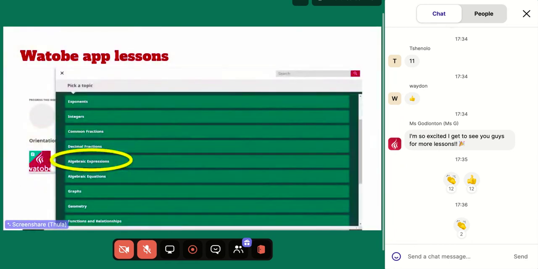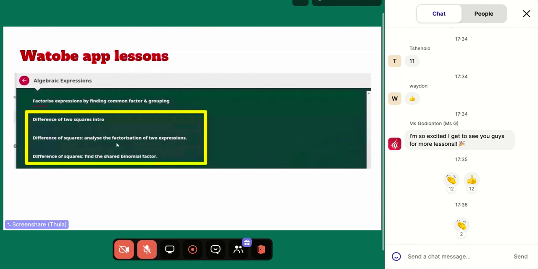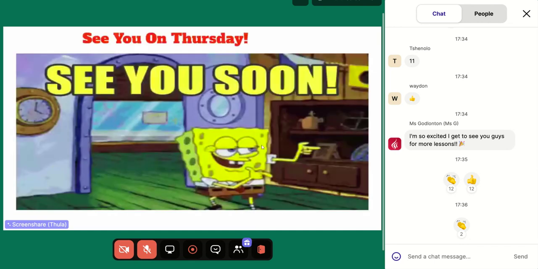Just once again, we want to remind everyone where to find the lessons to prepare for the next lesson. You can go on the Watobi app to the algebraic expression section, and within there you'll find the lessons you can watch and the exercises to do for your homework so that you're ready for the next lesson. If you encounter any problems, reach out to your mentor or send a message on the Watobi app and someone will always be there to answer any questions. If you need a tutor, the tutors on the Watobi app will be able to help you.